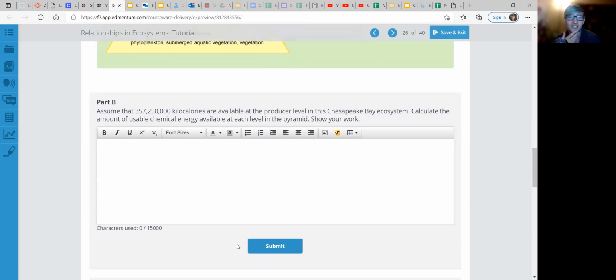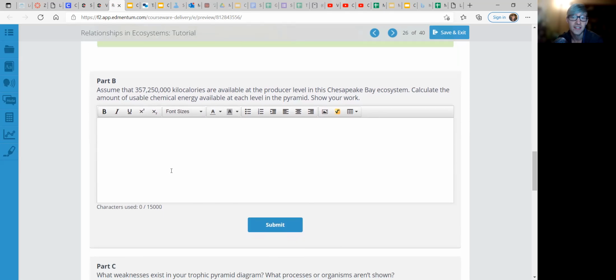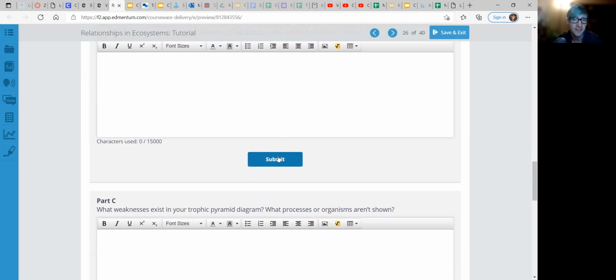Moving on to part B, assume that 357,250,000 kilocalories are available at the producer level in this Chesapeake Bay ecosystem. Calculate the amount of usable chemical energy available at each level in the pyramid. Show your work. And all we are doing is dividing by 10. And we'll see that here.